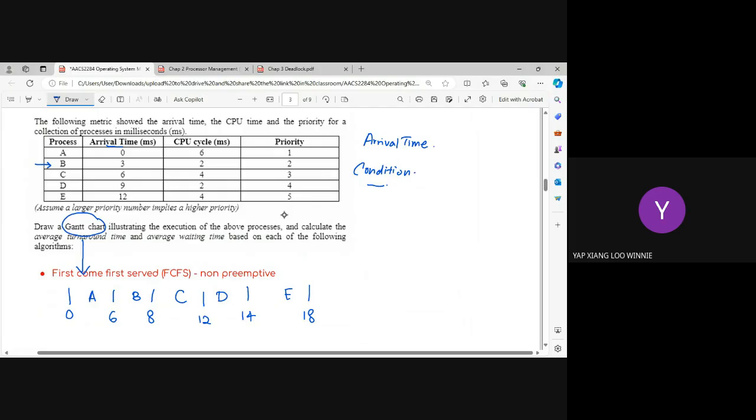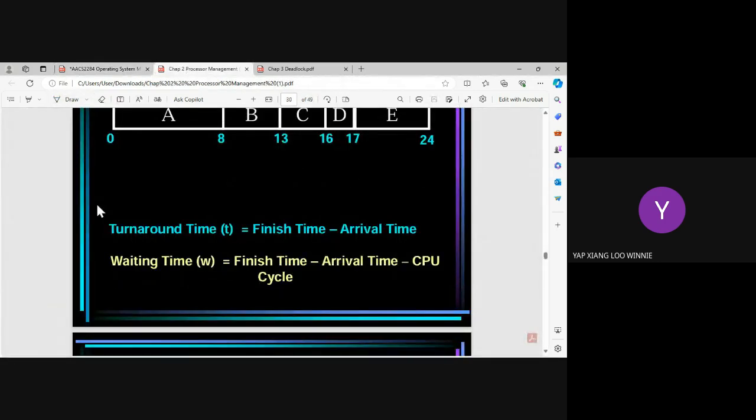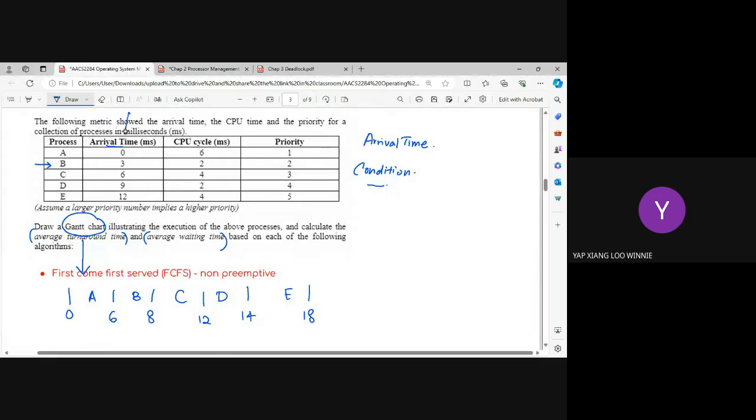Now, after you draw the Gantt chart, remember to read your question: calculate the average turnaround time and average waiting time based on each of the following algorithms. Turnaround time and waiting time, this one you have to remember. To calculate the turnaround time, we just take the finish time minus the arrival time. So you have to look into how you get the finish time. Arrival time is already specified here: 0, 3, 6, 9, 12 for processes A, B, C, D, E.